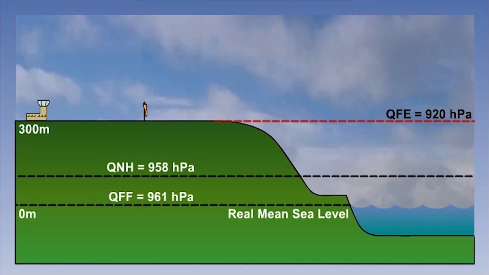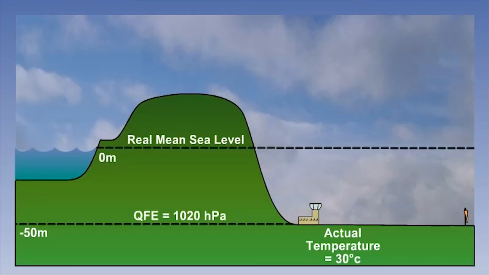Summarizing, we can see that at locations above mean sea level, in a colder than ISA atmosphere, QFF will be greater than QNH. Let's take a look at how we might calculate the sea level pressure when we're actually below sea level. In this example, let's say we're 50 meters below sea level with a station pressure of 1020 hectopascals and the outside temperature is 30 degrees Celsius.